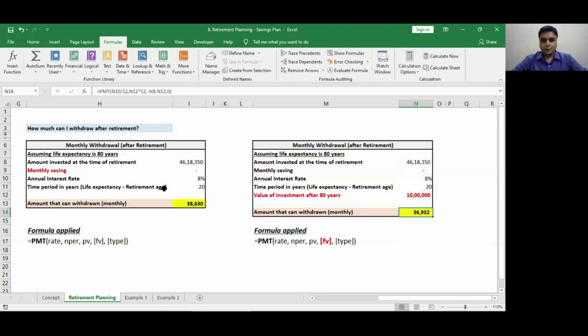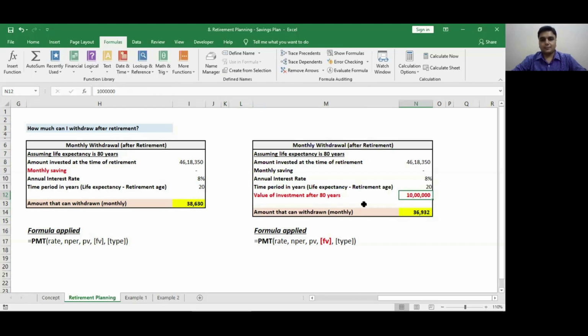आप देख सकते हैं दोनों ही केसेस में बहुत ही negligible difference है. In this case, I can withdraw up to 38,000 rupees and there will be no future value in this case. So once I turn 80, in this case, the value will become 0. Whereas in this case, once I turn 80 and if I start withdrawing 36,902 rupees on a monthly basis, I will still have a corpus of 10 lakh rupees in my bank account by the time I turn 80 years.